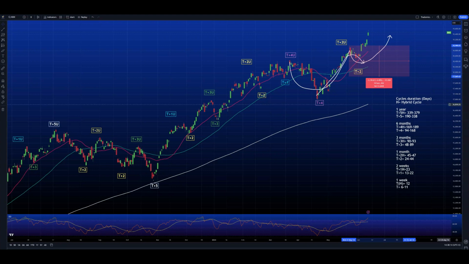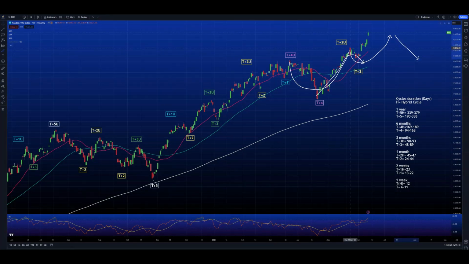2024. After this, we will have to be aware that a T plus 3 can be generated. So one T plus 2, one monthly upward cycle, plus another monthly upward cycle can generate a 3 months upward cycle with a further push to the downside, and also close a T plus 3.